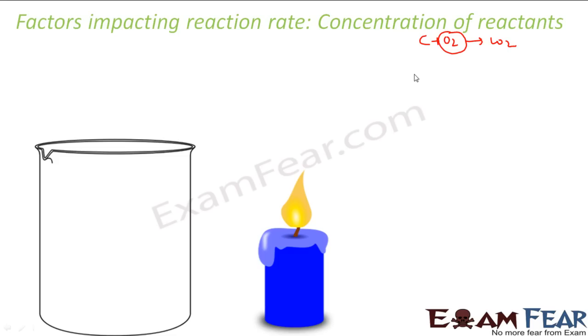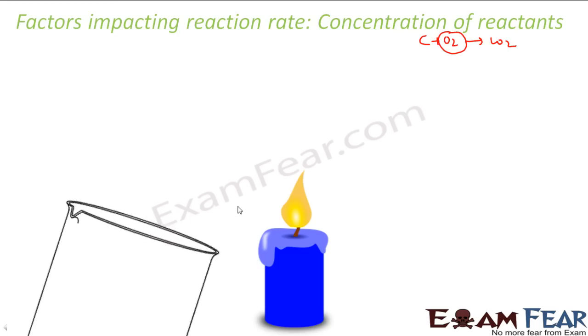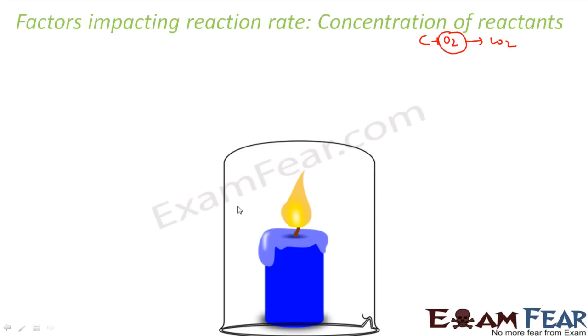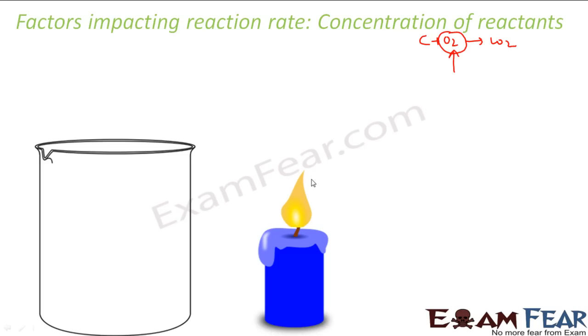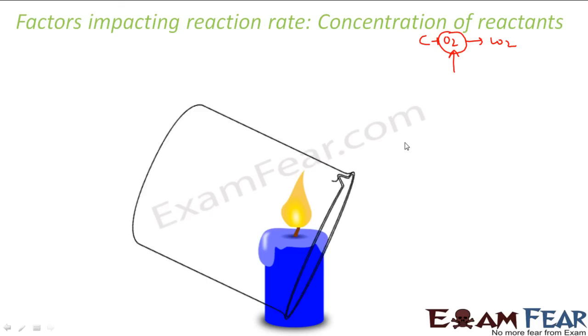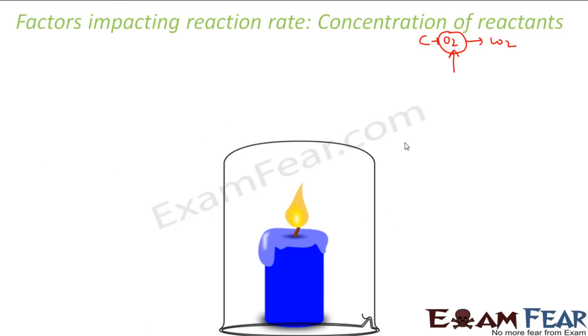Let me repeat this. This is the candle, getting sufficient air from the surroundings. It is working fine. You cover it with this beaker, and the oxygen will get consumed. After some time, the candle light will get diminished and then go off. That means the rate of reaction depends here on the concentration of oxygen. Earlier, the concentration of oxygen was more and it was perfectly fine. Now the concentration of oxygen is diminishing, so the light is also less, and finally it goes off.